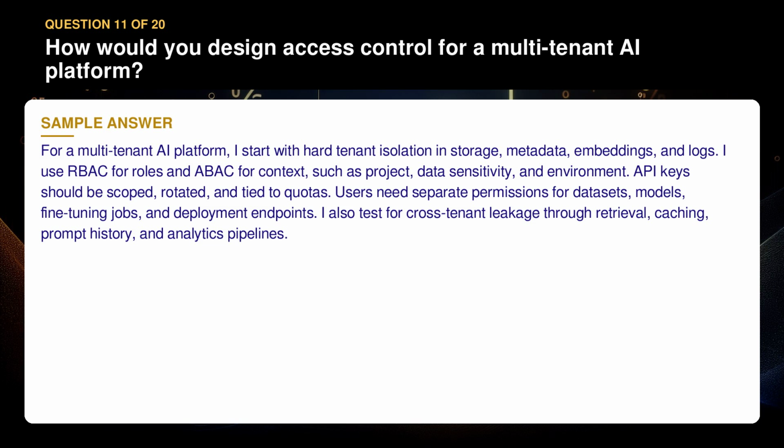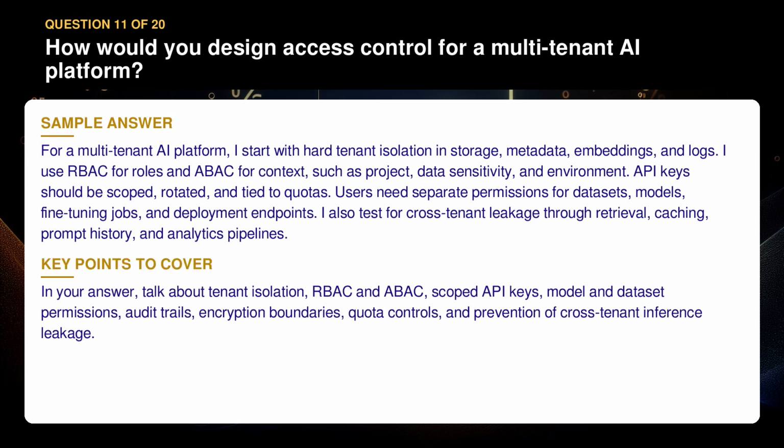I also test for cross-tenant leakage through retrieval, caching, prompt history, and analytics pipelines. In your answer, talk about tenant isolation, RBAC and ABAC, scoped API keys, model and dataset permissions, audit trails, encryption boundaries, quota controls, and prevention of cross-tenant inference leakage.